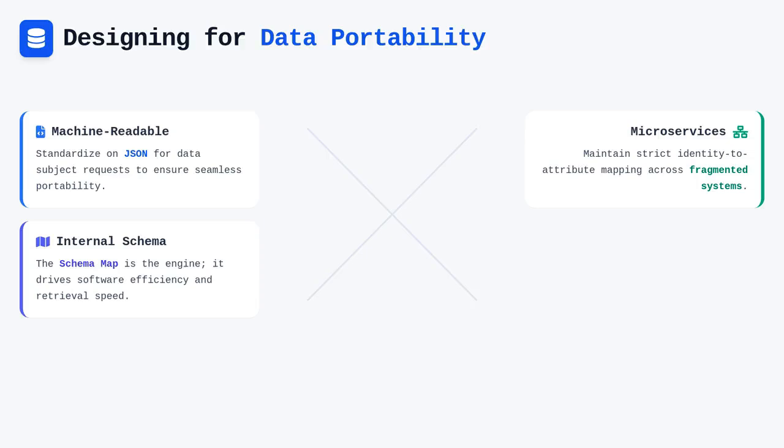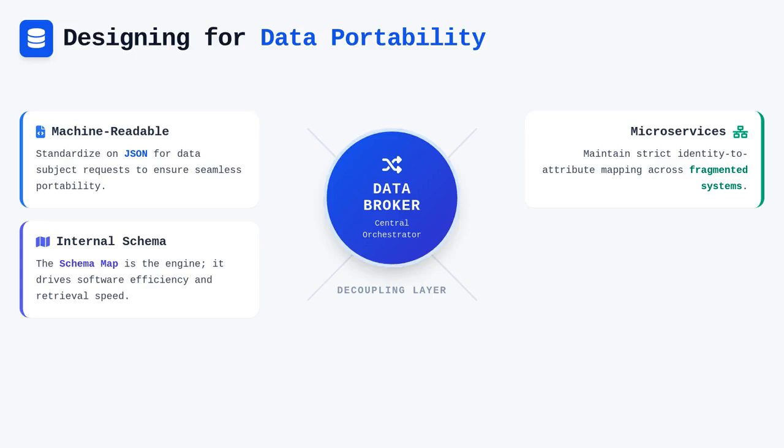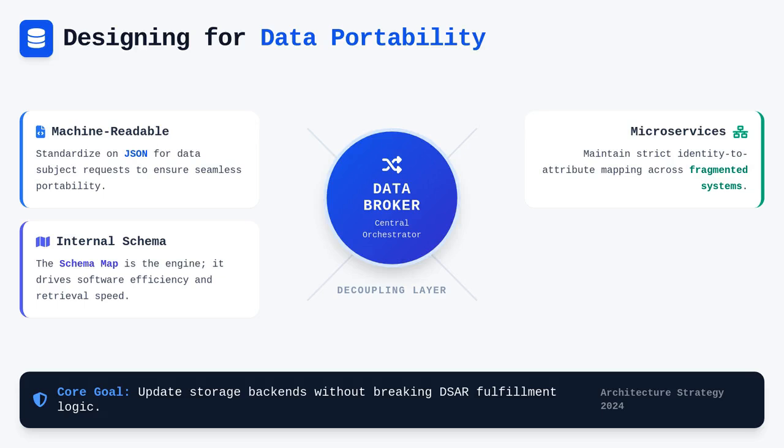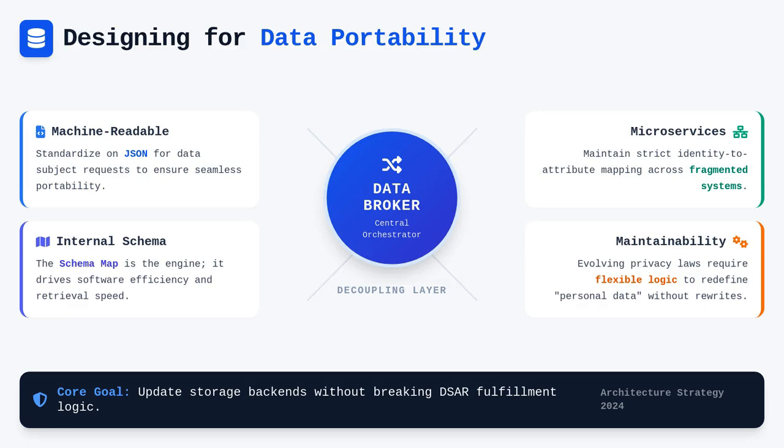If your architecture is highly fragmented, you might look into implementing a data broker pattern where a central service orchestrates the requests to various downstream systems. This decoupling allows you to update your storage backend without needing to rewrite the entirety of your DSAR fulfillment logic. Maintainability is just as important as security, as privacy regulations evolve, and the definition of what constitutes personal data changes over time.